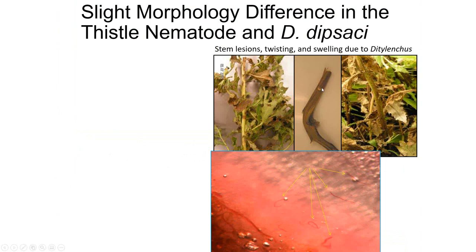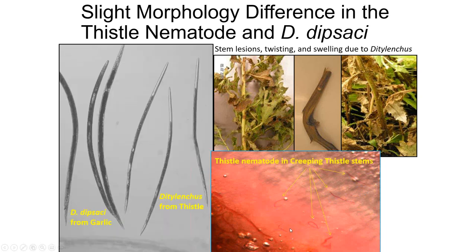And this is what it does to creeping thistle. Here's a stem piece that's twisted and swollen, and you can see it damages even the leaves. We have browning and dying of the leaves. You have lesions on the stems here. And we can even stain the stem, and here's the nematode in the stem. These little pink things here are actually the nematode living within the stem of the creeping thistle. So it seems to really love creeping thistle.